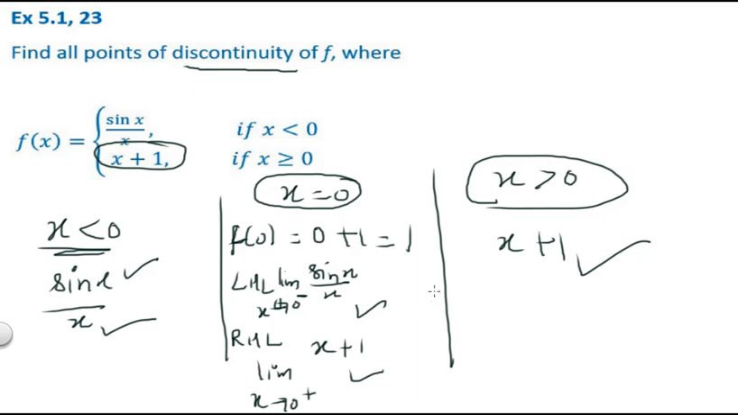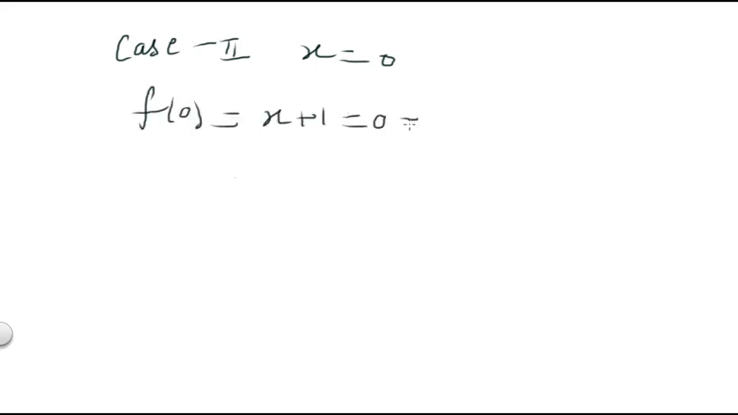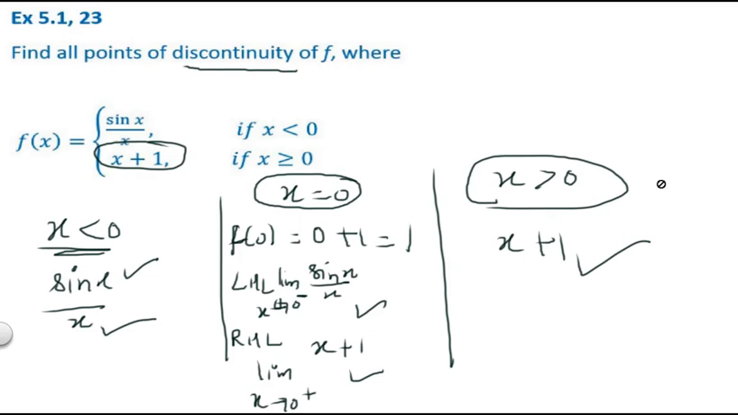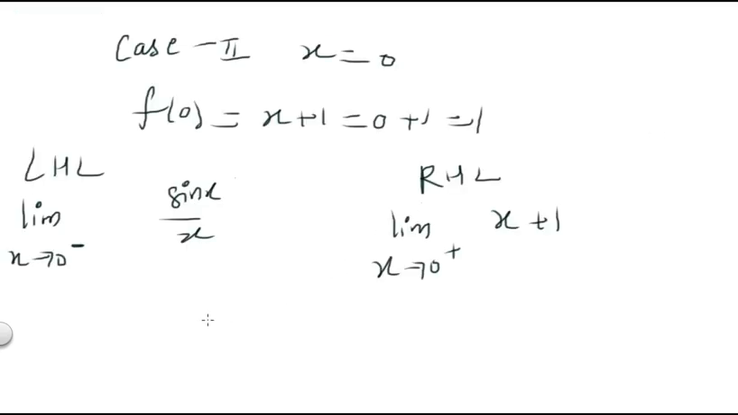For more clarity, let me give a solution for the second case, case 2, when x is 0. So f of 0 was coming as x plus 1, that means 0 plus 1, which is 1. LHL, and here I will solve RHL. In LHL we have limit x tending to 0 minus, the function is sin x upon x, and here limit x tending to 0 plus, the function is x plus 1. You can see here in the question. Yes? Okay.